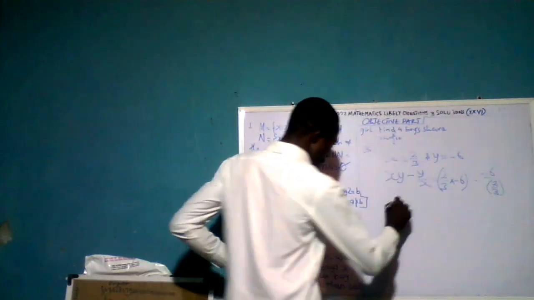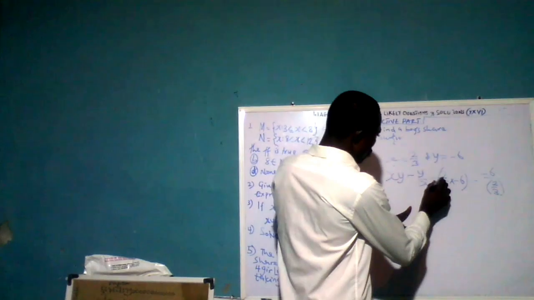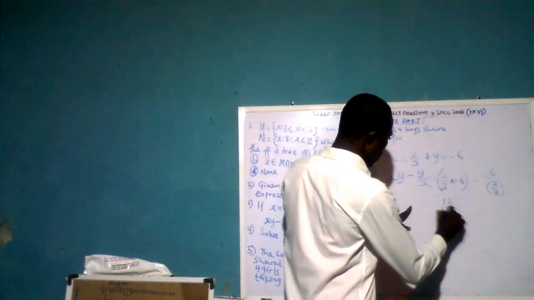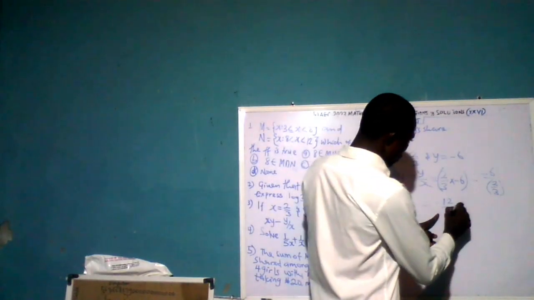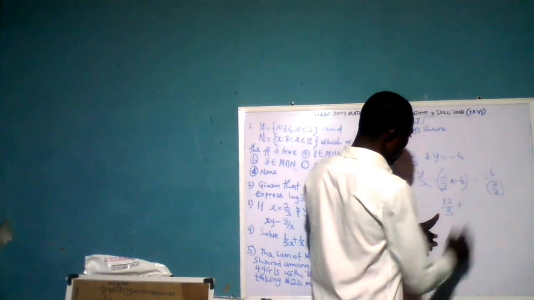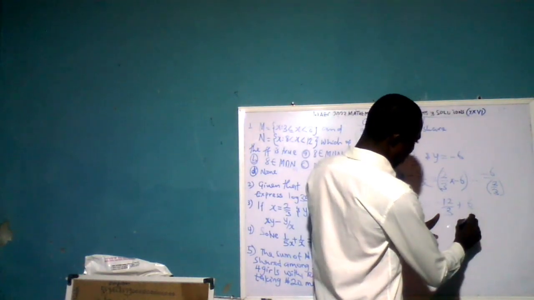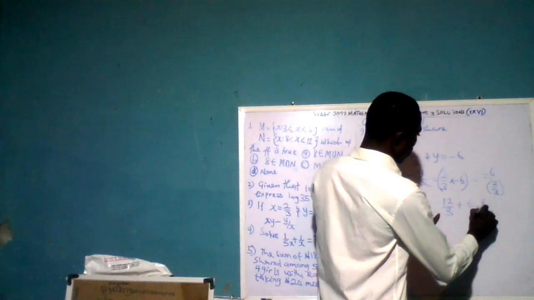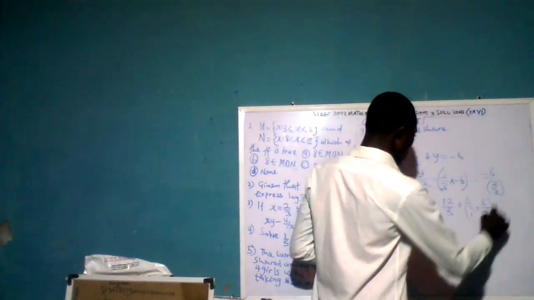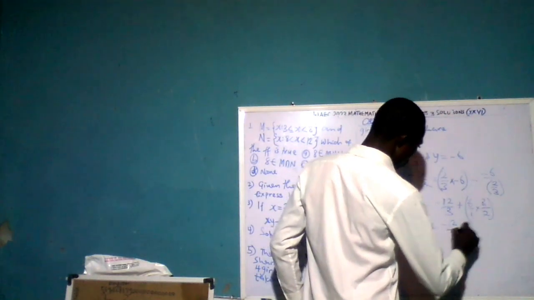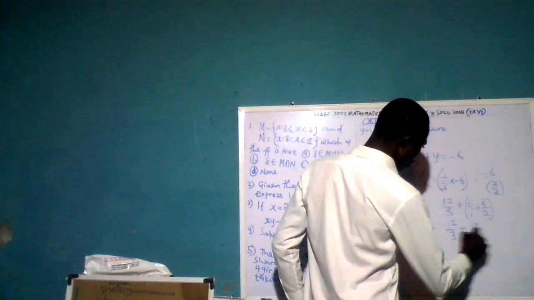Which will be equal to 2 times minus 6. That will give you minus 12 over 3. And of course, minus times minus will be what? Plus. And you have plus 6 over 1 multiplied by 3 all over 2. Then you have minus 12 over 3 plus 18 all over 2.